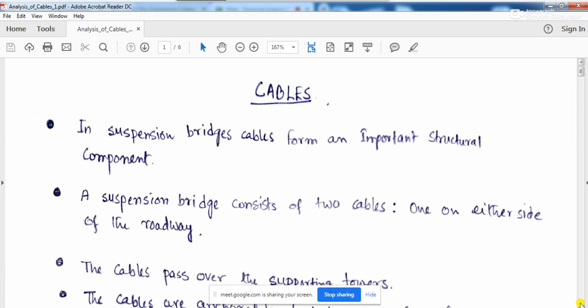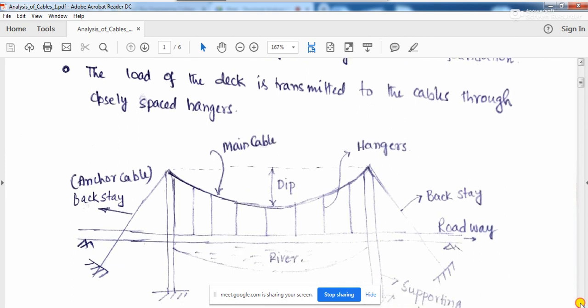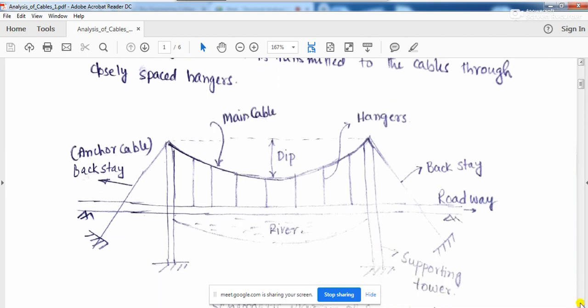Cables are basically used in suspension bridges. The suspension bridge is a very important structural component, and in a suspension bridge the cables are used. So what is a suspension bridge? I'll go a little down now and explain the suspension bridge, then come up. This kind of bridge is called a suspension bridge.